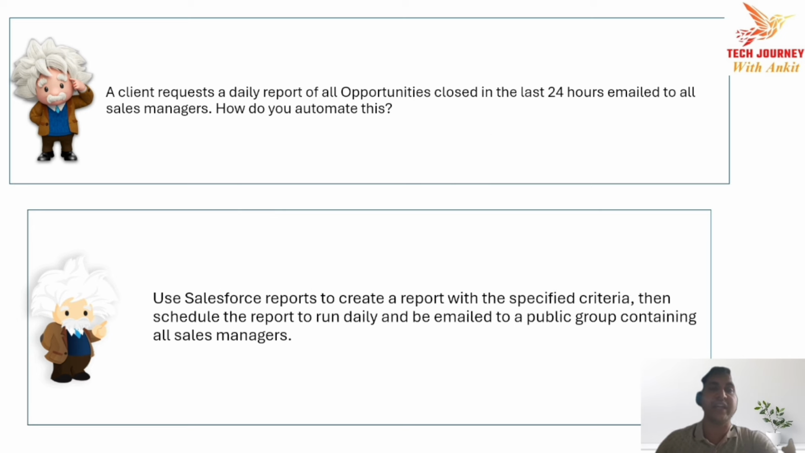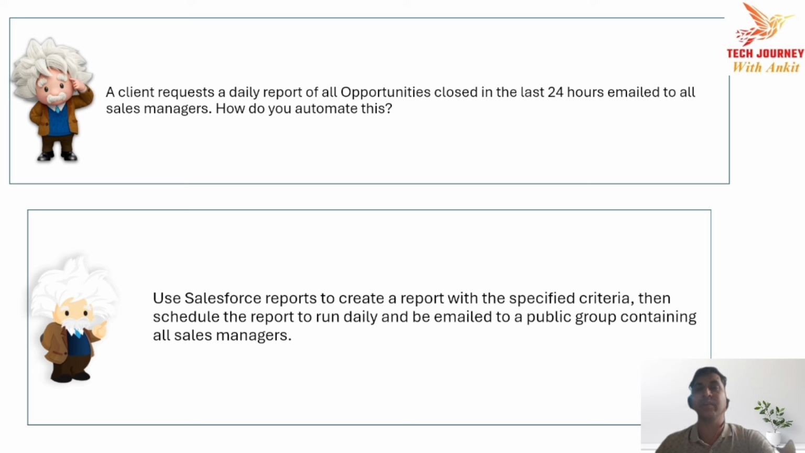A client requests a daily report on all the opportunities closed in the last 24 hours, emailed to all sales managers. Okay, the client is requesting a daily report that needs to be emailed to all the sales managers. How do you automate this? Again, you don't have to go for the flow, because when I ask this type of question, the interviewee is often thinking that with the help of flows we can trigger and generate the report. You don't have to take that path.